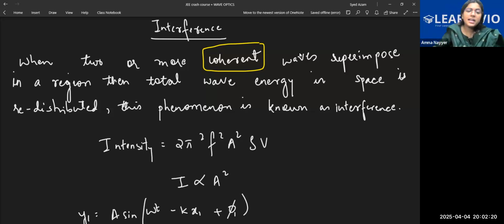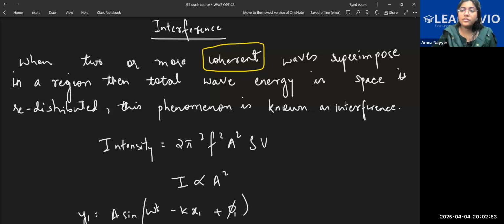For the definition part, definitely you can refer to this. When two or more coherent waves superimpose in a region, then total wave energy in space is redistributed. This phenomenon is interference. But in simple terms, you should understand, if two sources are present and they have emitted two waves, now these waves have superimposed on each other. So this process is called interference.